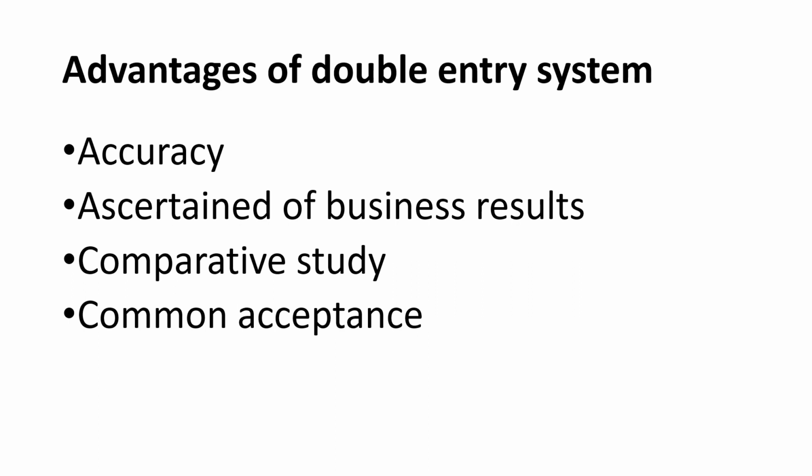The third advantage is comparative study. Here the results of the current year can be compared with those of the same business in the previous year, and we can also compare with different business firms. This will facilitate planning for the future of the business. The fourth one is common acceptance. Business records maintained under this system are accepted by financial institutions, government and other standards bodies. So we get a systematic and scientific system. These are the advantages of the double entry system.